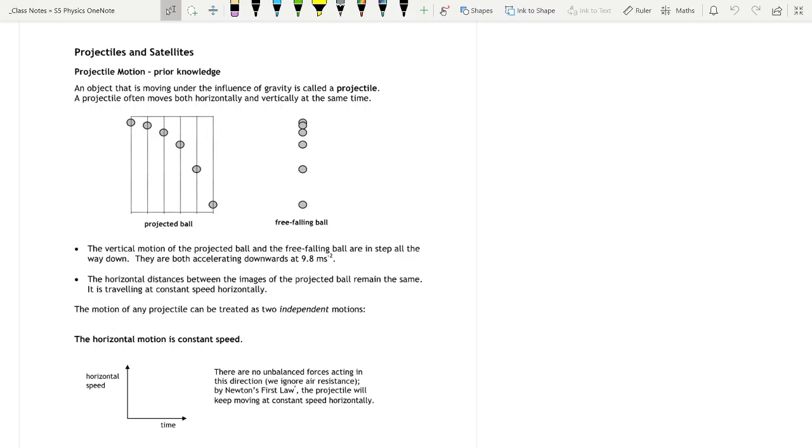So the vertical motion of the projected ball and the free-falling ball are in step all the way down. They're both accelerating downwards at 9.8 meters per second squared. The horizontal distances between the images of the projected ball remain the same. It's traveling at a constant speed horizontally. And if you think back to National 5, the equation you use for horizontal, you use distance is speed times time, because it's just constant speed.